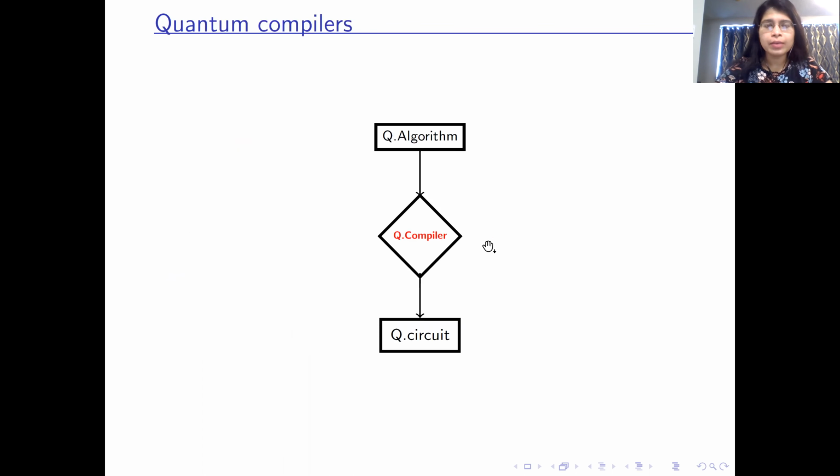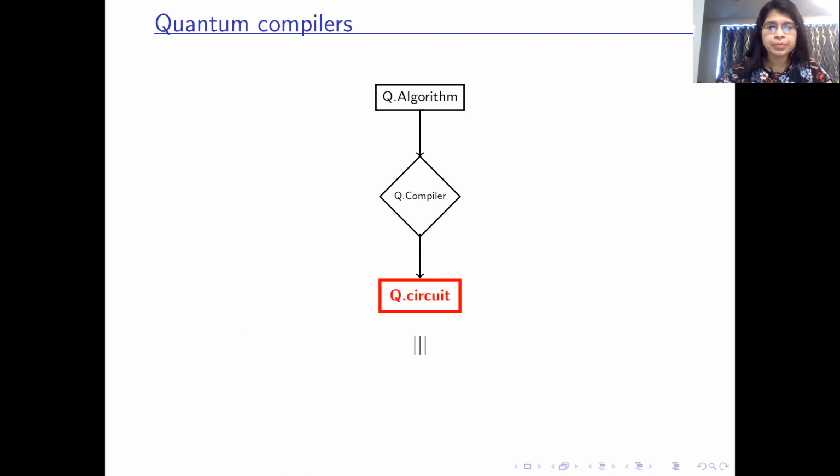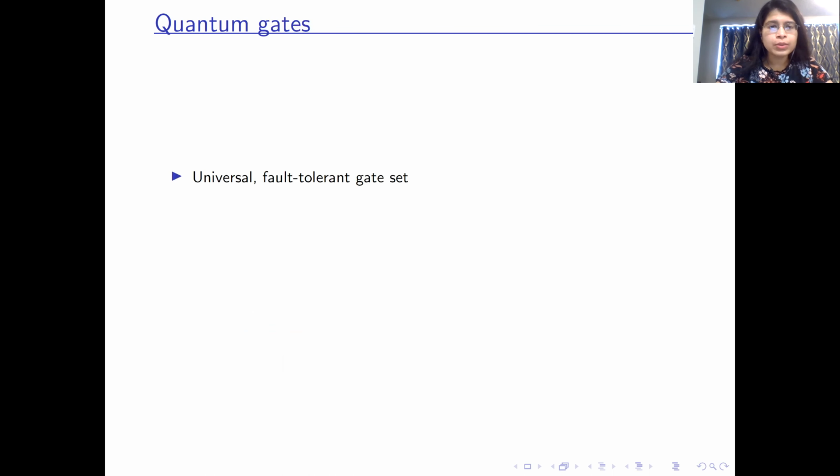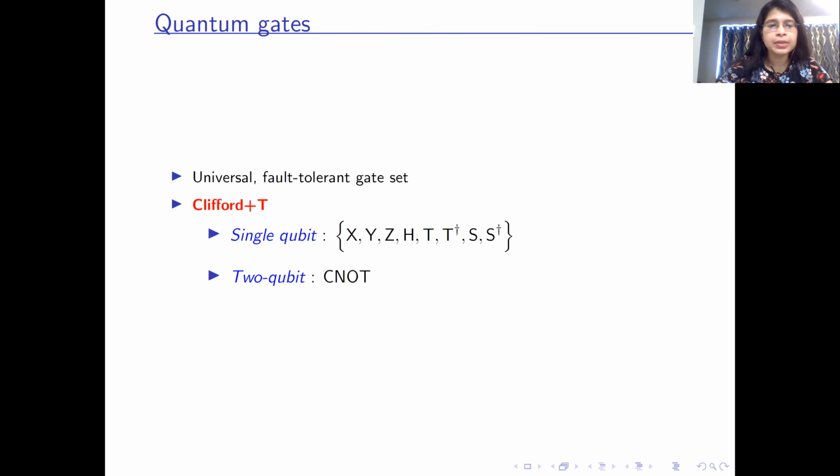First, let us understand what a quantum compiler does. Very roughly, it takes a quantum algorithm and outputs a quantum circuit. This consists of quantum gates, which are admissible by hardware constraints. These quantum gates usually belong to a universal fault-tolerant gate set. For example, the Clifford+T is one such very popular gate set. This consists of the following single qubit gates: X, Y, Z, Hadamard, T, phase gates, and their inverses. And it has only one 2-qubit operation, the CNOT.